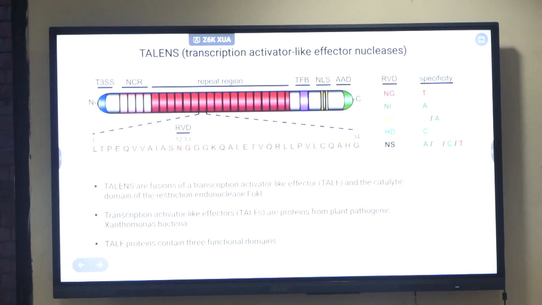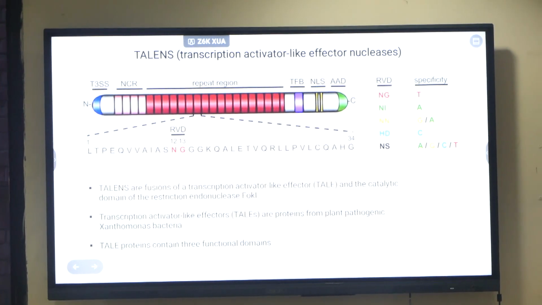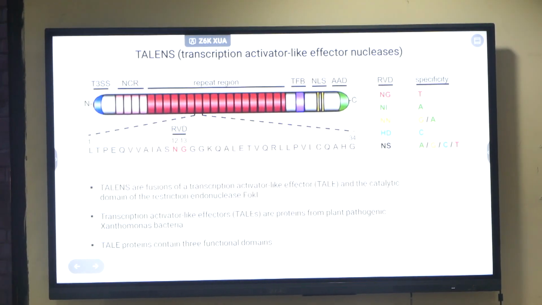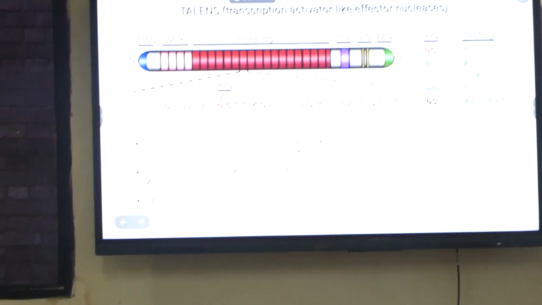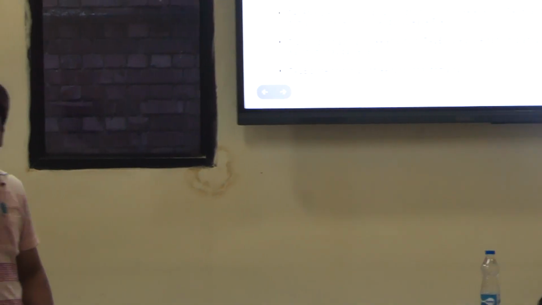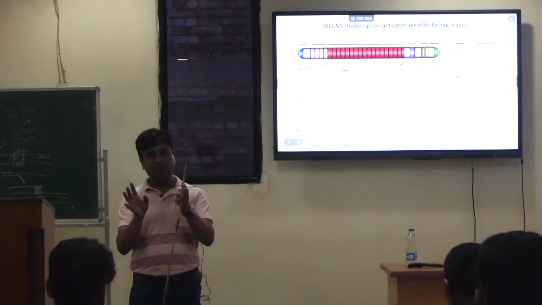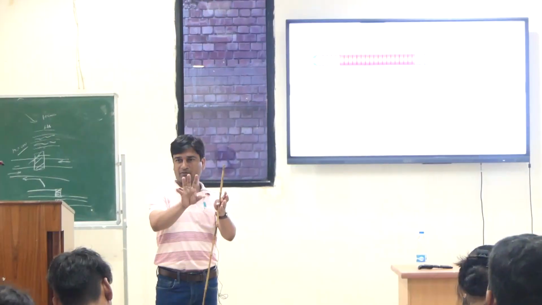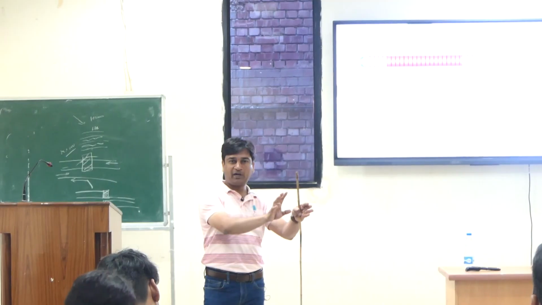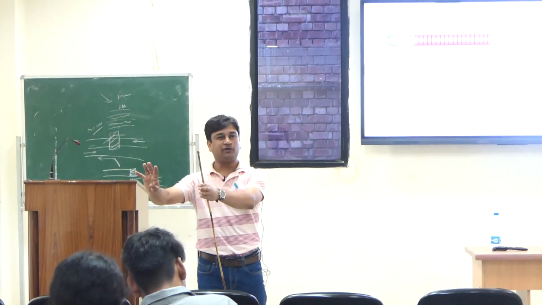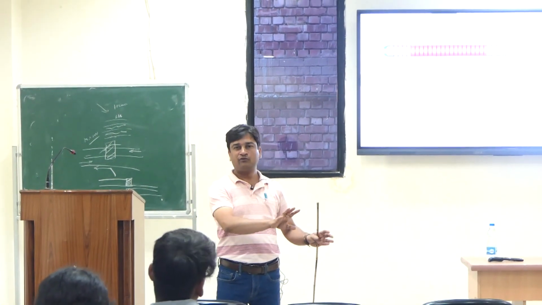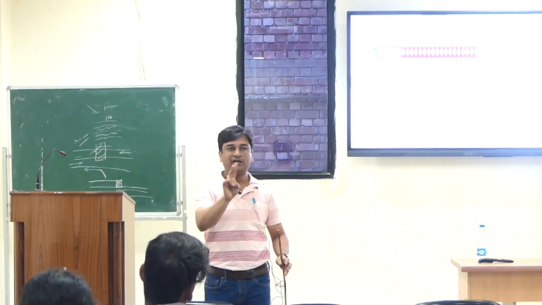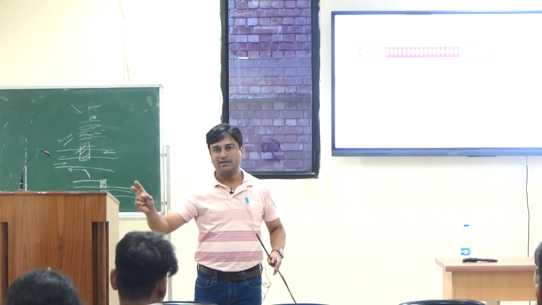So next is TALEN, after zinc finger nucleases. Anybody know how TALEN works? TALEN actually consists, again, just remember, of two components. One is the recognition part, the other one is the endonuclease. Same thing in TALEN. So TALEN has two components. One is TAL, the other one is N.